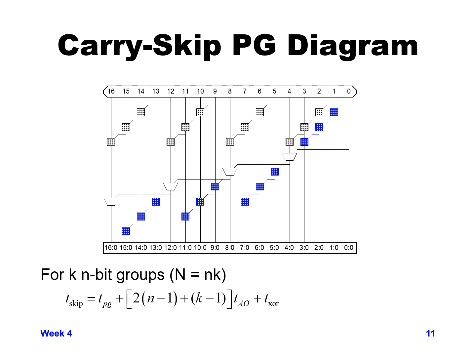So the total delay, if we add it all up, in this particular case, our n is 4, so n minus 1 is 3, times 2 is 6. K is 4, so k minus 1 is 3. So we add the 3 to 6, we have 9 and/or functions, and then we have the TPG and TXOR.